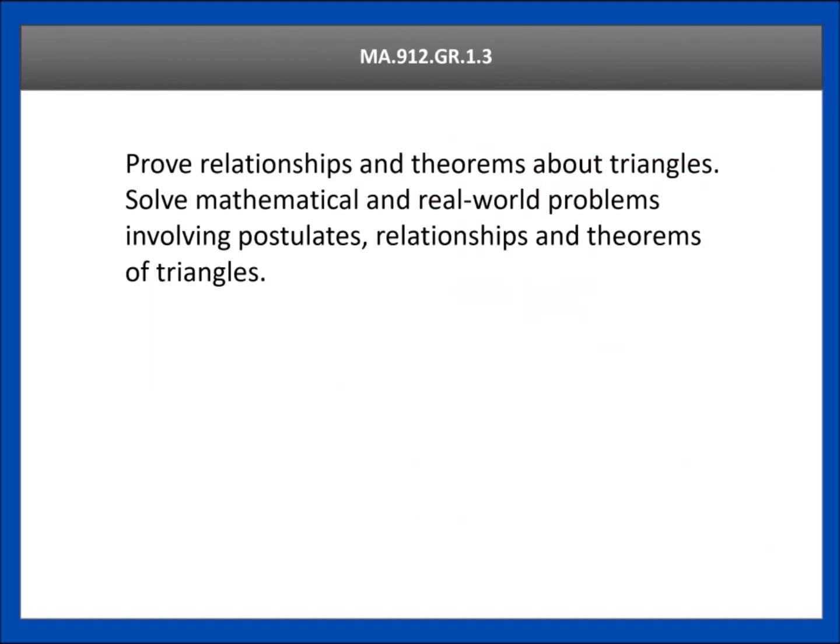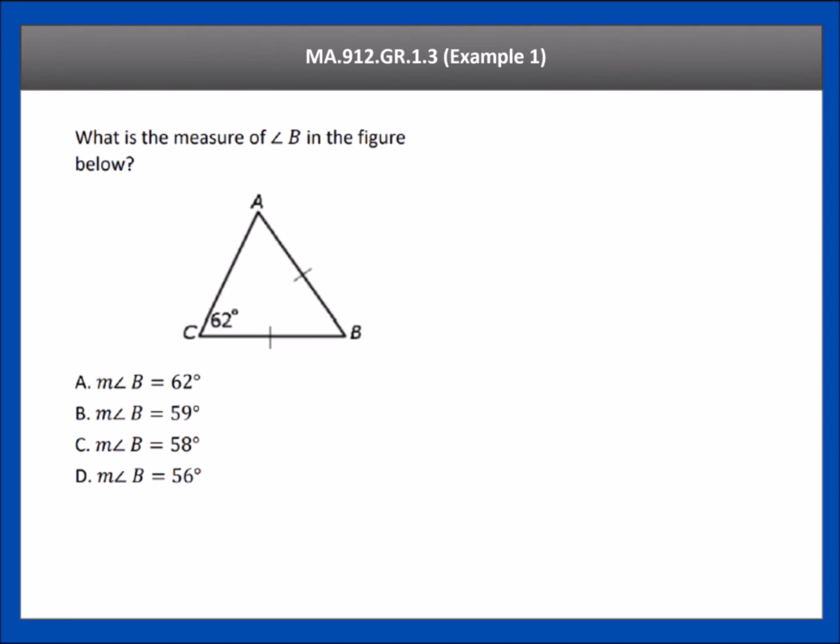All right, so let's look at the third topic, or third benchmark. Prove relationships and theorems about triangles. Solve real-world problems involving postulates, relationships, and theorems of triangles. A lot of these are going to involve things like angles in a triangle adding up to 180 degrees. This concept is testing you on the fact that this is an isosceles triangle. An isosceles triangle is a triangle with two sides congruent. Equilateral is when all three sides are congruent. So here, this is isosceles.